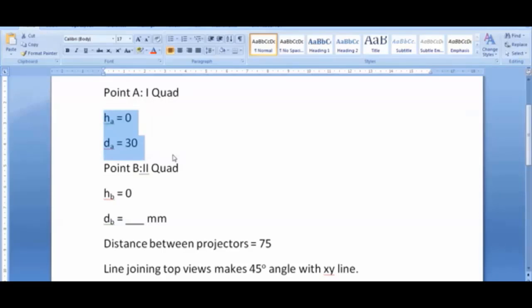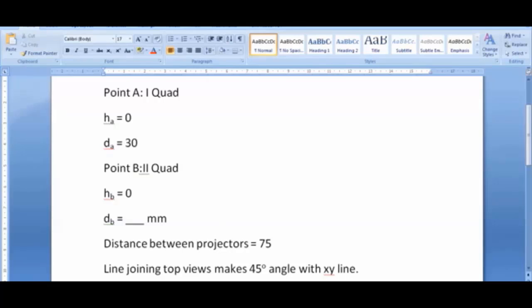Point A's projection: H is going to be above and D is going to be below XY. So point A is going to lie exactly on the reference line, that is, A dash is going to be exactly on the reference line because the value of H is 0. And D is going to be 30, that means below XY you need to go 30 mm. That's where you're going to find its top view.